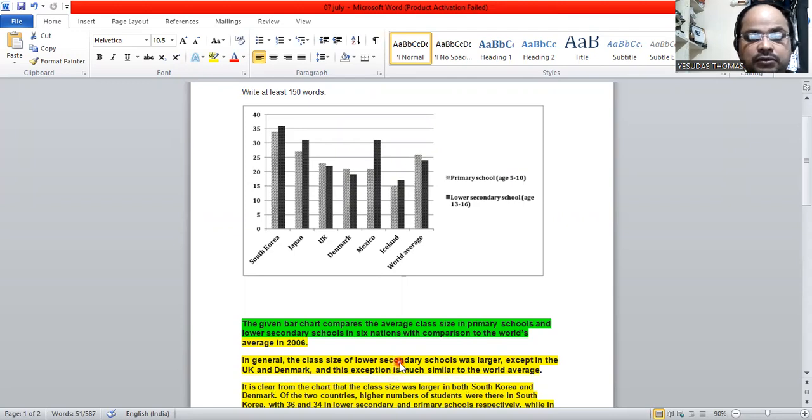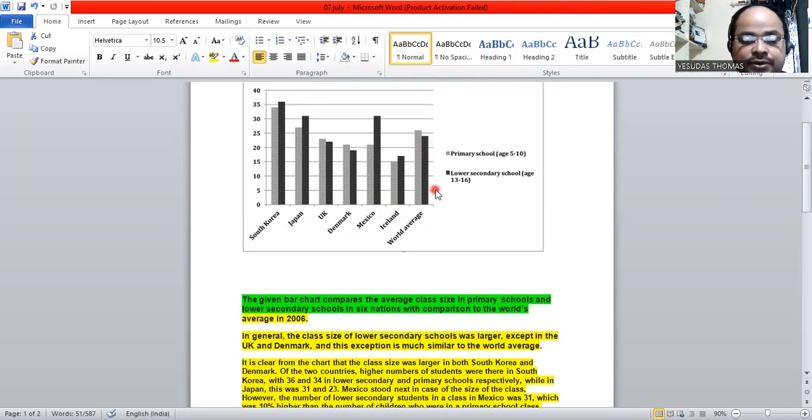So we have the overview. You can see the trend here. The lower secondary school students are more in South Korea, Japan, Mexico, Iceland. But in the UK and Denmark, it is the opposite. You have slightly more number of students in the primary school classes. And in the world average too, you can see slightly more students are there in the primary school rather than the lower secondary school.